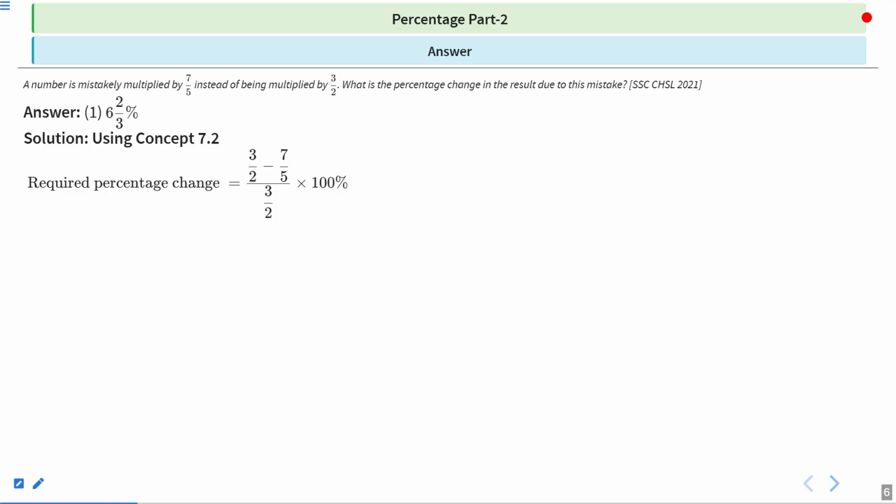because multiplying by 3 by 2 is the correct form. When we simplify it, we get 20 upon 3%. So when we simplify it, we get 6 and 2 by 3%. So A is the correct answer. Next one.